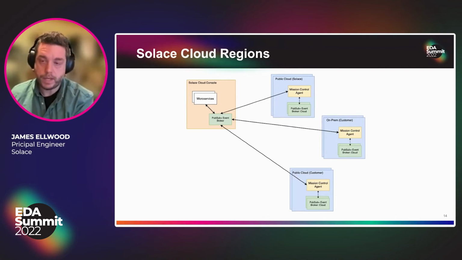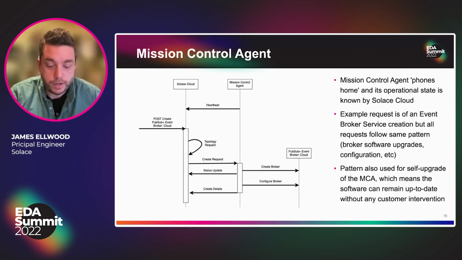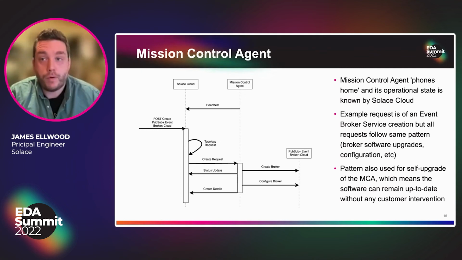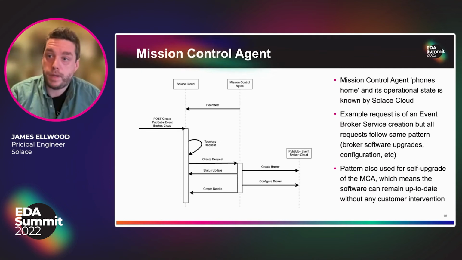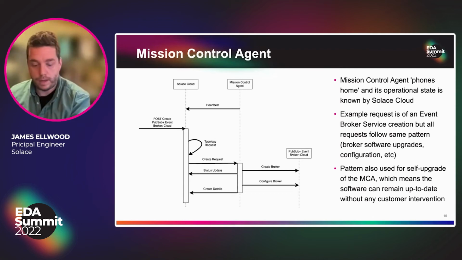As well, because of the nature of a lot of these environments, we have limited or no direct access to them. Here we have an example of an event flow that starts at MCA deployment, then progresses to the creation of a PubSub+ event broker. First, the MCA is deployed into the environment, for example, into a customer's OpenShift in their private data center, and phones home with a heartbeat to indicate its presence. As soon as the MCA is deployed and phones home, it can be used.